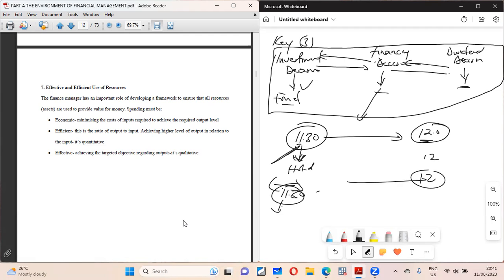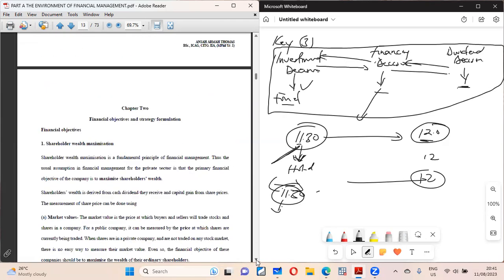What is efficient? When we say you are efficient, it is a ratio of your output to your input. The ability to use a limited input to produce more is what we call efficient. So efficiency is quantitative. We can number it. Then we talk about effectiveness. Effectiveness is your ability to meet your set target, and the target can be both quantitative and qualitative. So these are the seven functions of the financial manager.